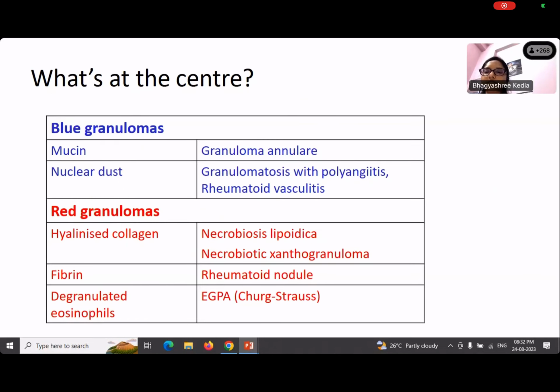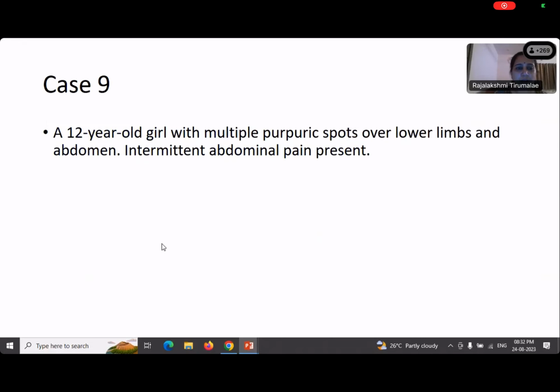Now, when you have palisading granulomas, you need to know the famous red and blue granulomas list. Whether you see mucin or nuclear dust at the center, which appears blue, or you see something red, like hyalinized collagen, fibrin, or degranulated eosinophils, your differential diagnosis would depend on that. But what you saw is a classic case. Generally people classify as interstitial, palisading, etc., but very often you have a mixture of patterns, so you can't really place it in one particular pattern. So that was a case of granuloma annulare, pretty straightforward.